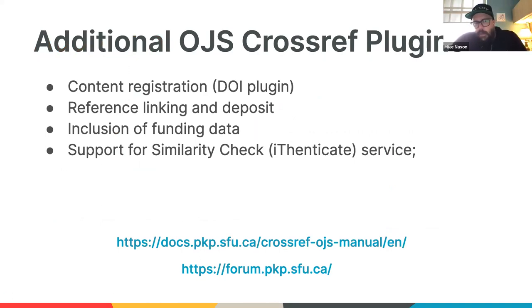There are a handful of other additional Crossref related plugins in OJS. There's a reference linking and deposit plugin, which we'll talk about a bit later today. You can include funding data. That's another plugin that's optional, which will include grant information and granting organizations, granting bodies, grant IDs, that kind of stuff. And there's support for similarity check and the authenticate service, assuming you have access to the backend or administrative support for your OJS install.